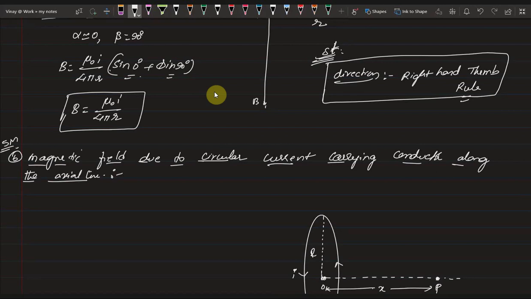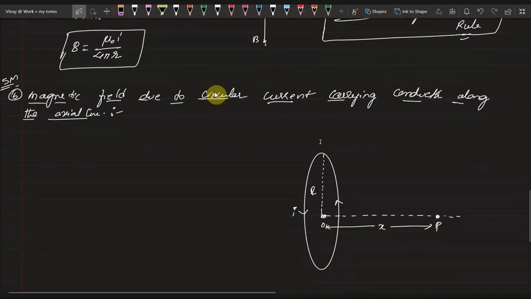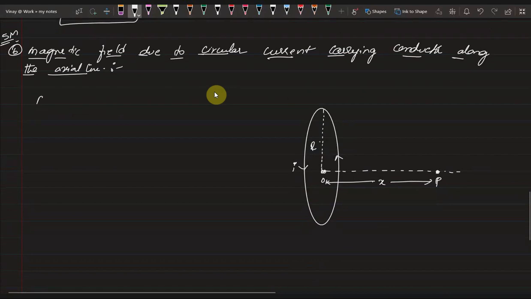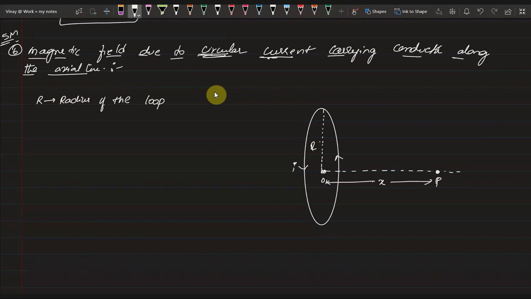Now listen. For example, I'll take a current carrying conductor. Let capital R be the radius of the conductor, or radius of the circular loop. This is a circular current carrying loop. Therefore, capital R is the radius of the loop. Let us suppose I is the current in the conductor. Now, for example, X is the distance from the center of the coil to the point B.